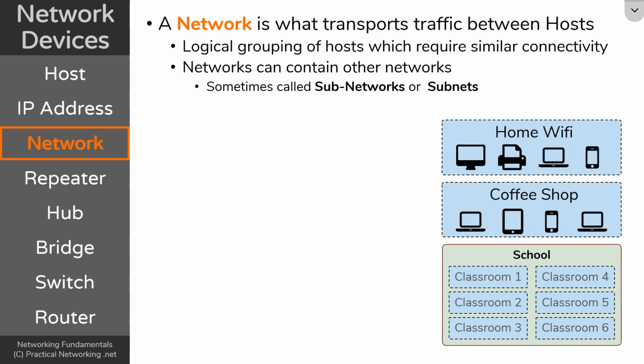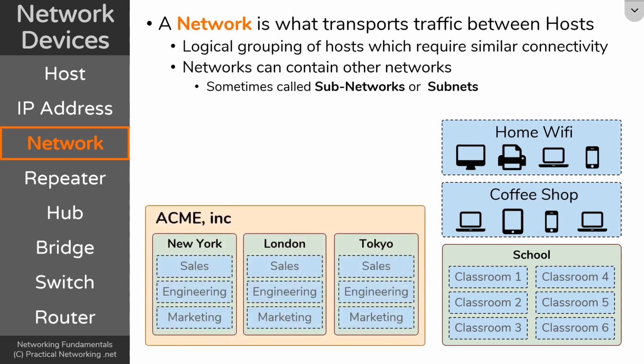In fact, that illustration we just did with the Acme Corporation, with the 3 offices and the 3 different teams in each of these offices, well, the office location is a subnet of the Acme Corporation IP space. And the specific teams are a subnet of the New York IP space. So you can have networks within networks within networks.